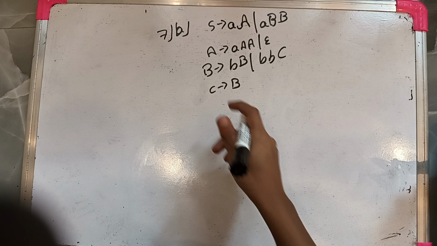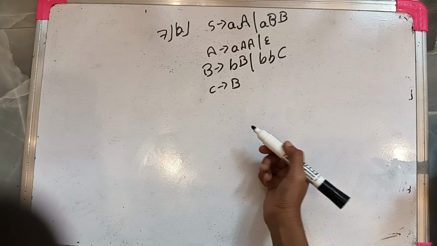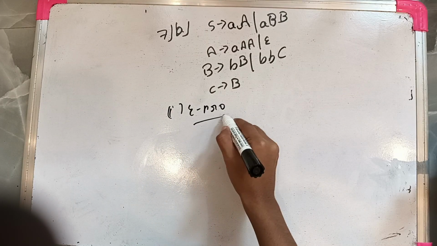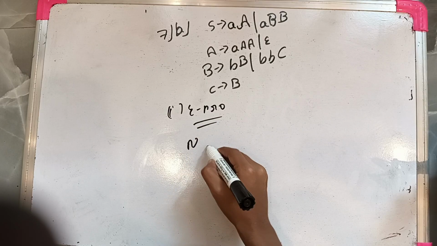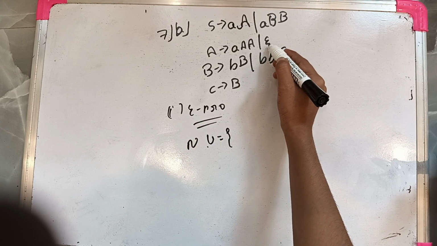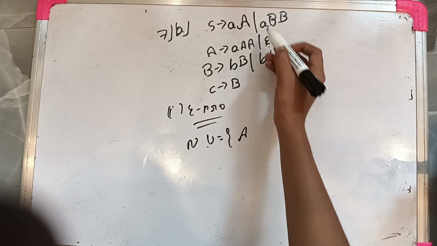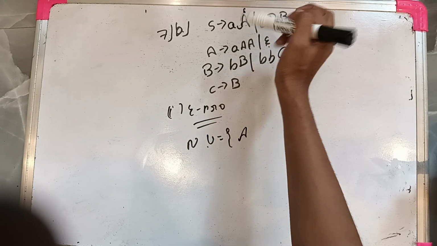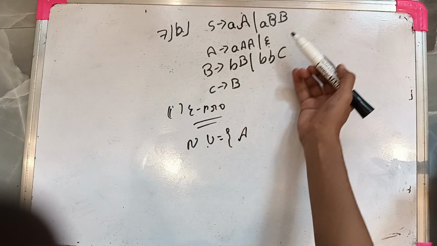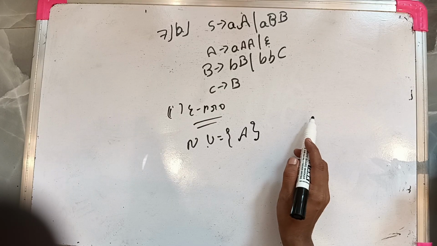Next one is 7b, which says remove epsilon production and unit production. So the first one is epsilon production. To find epsilon production, we need to find the null variable, correct? Epsilon is produced by A, so A is a null variable. If we substitute epsilon here, then small letter a is remaining. S can't be a null variable, and yeah, that's all. A is a null variable.